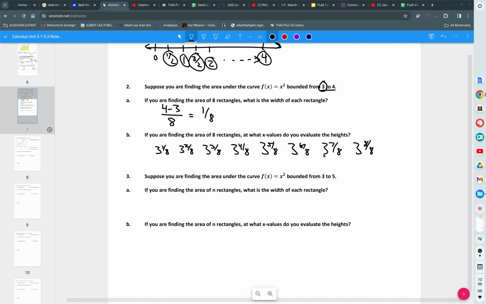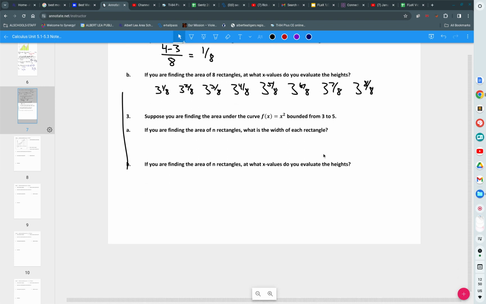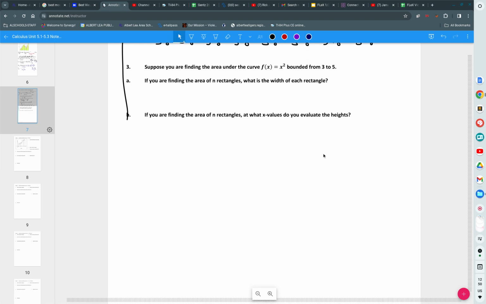So here's where we put it together, and then we will start to execute the task for today. We just have to do one last deep level thinking idea, and then you'll be ready to go. You guys are super smart. Suppose you're finding the area under the curve f of x equals x squared bounded from 3 to 5. You're finding the area of n rectangles. Talk to your partner next to you. What's the width? Go.